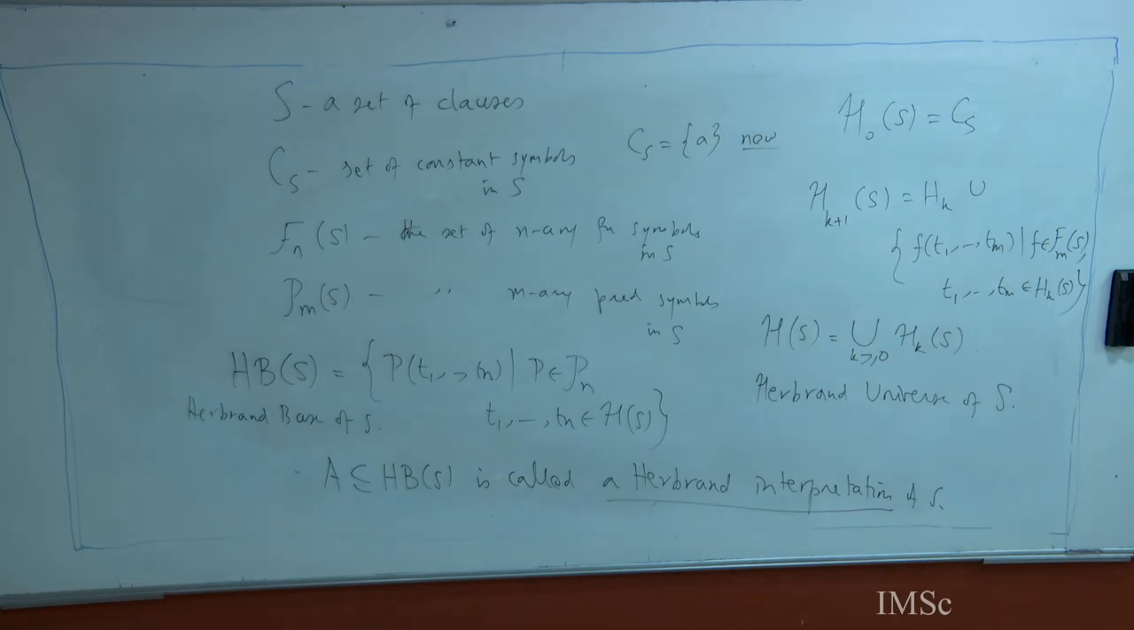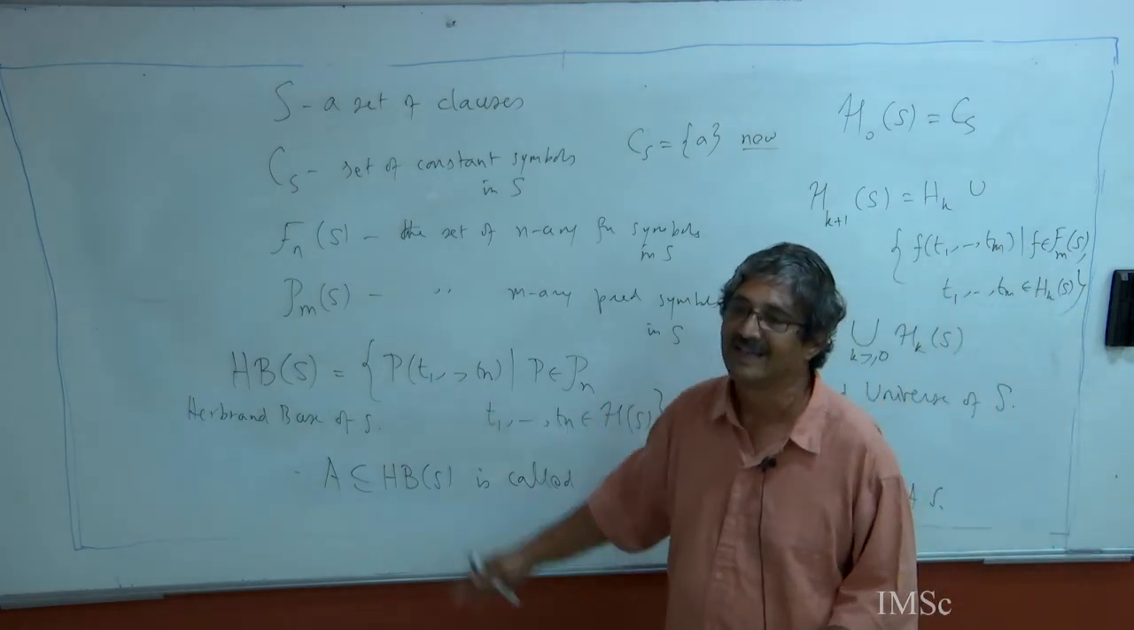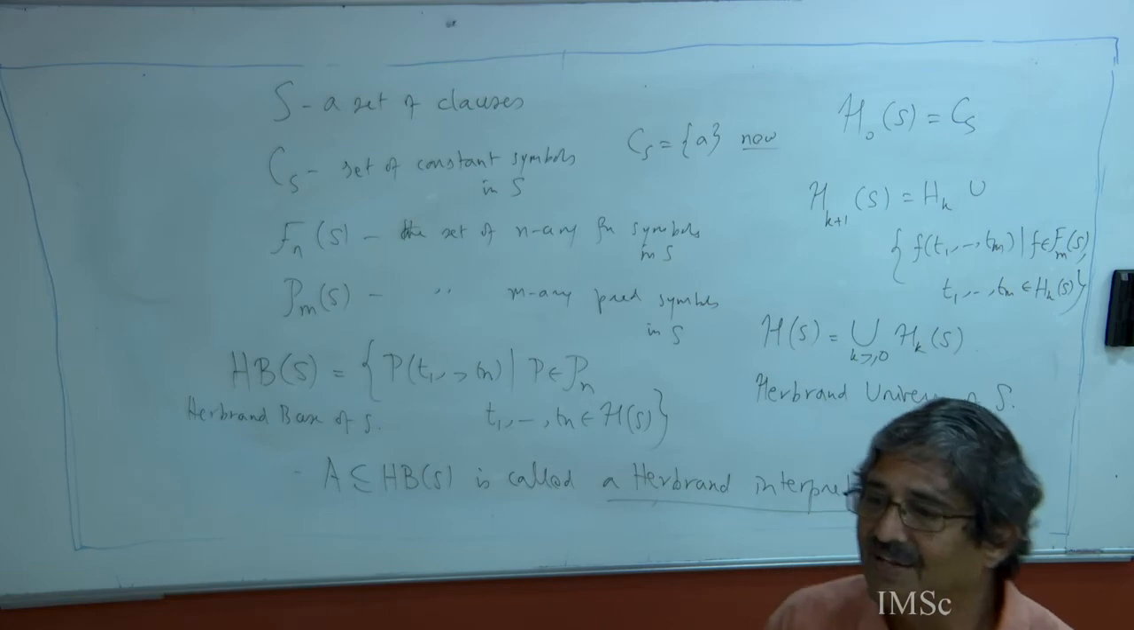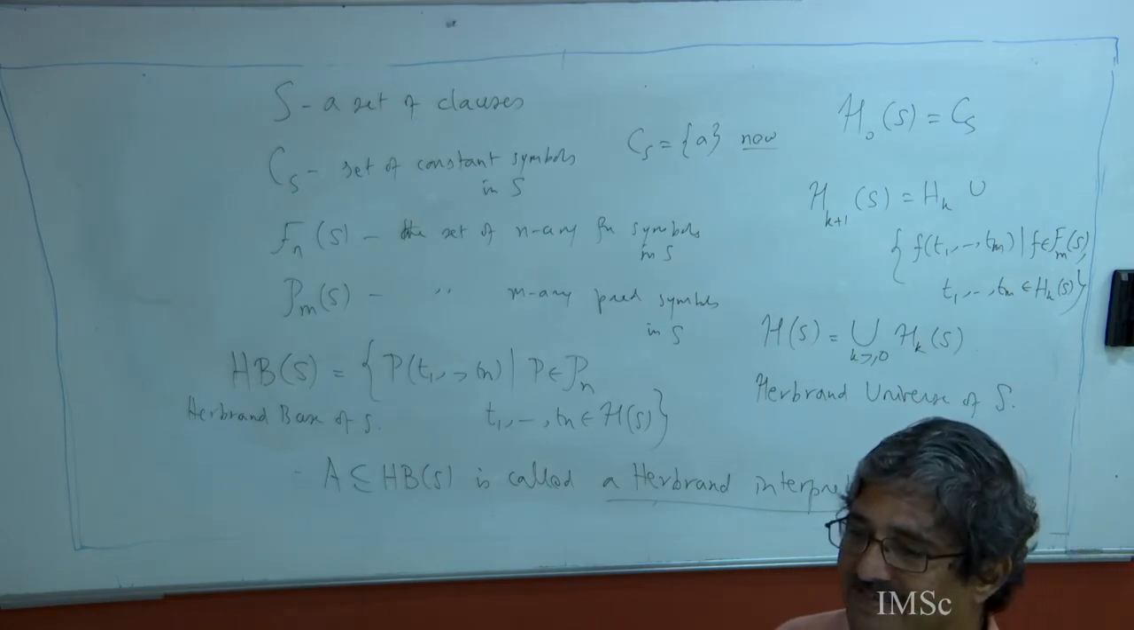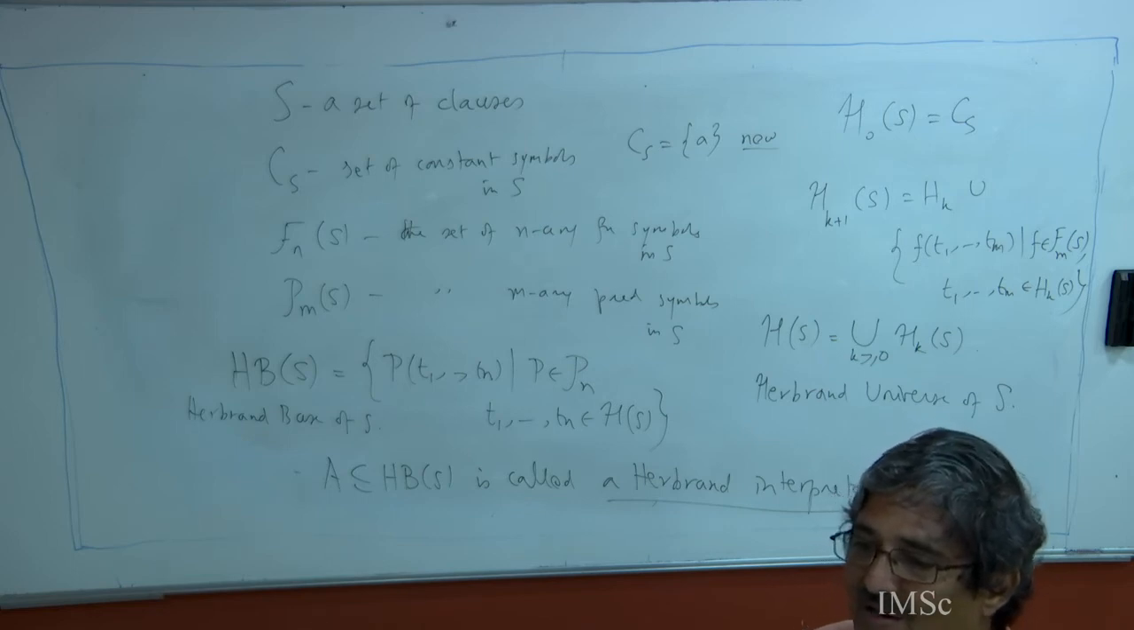So, what is a Herbrand interpretation? A Herbrand interpretation is any subset. What is the idea? These are all the tuples made true in the interpretation. This is the standard term models that we have seen, right? We saw Henkin type models also.